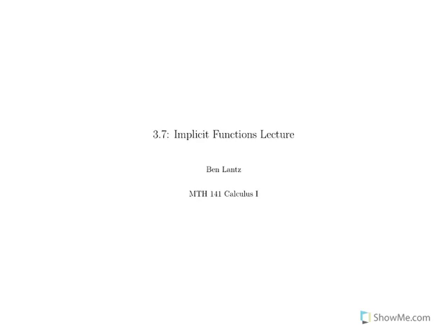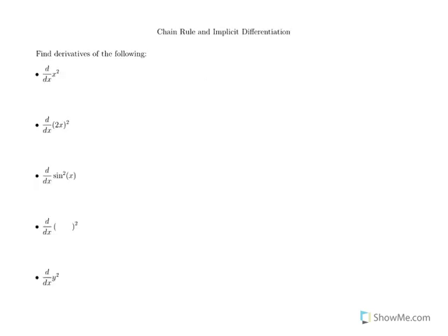In section 3.7, we're going to look at implicit functions and taking derivatives implicitly. So in this section, we're going to differentiate implicit functions, and we're going to use the chain rule to find the derivatives of implicitly defined functions. So let's start with a little exercise, just finding some common derivatives, and then we're going to look at some kind of uncommon derivatives at the end.